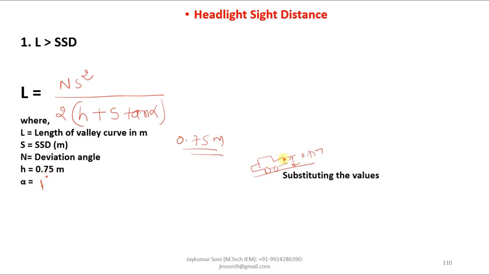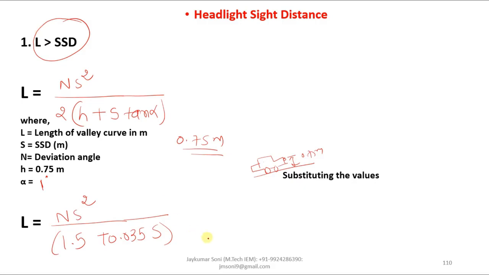If we substitute these values, then the final equation will be L equals N S square divided by 1.5 plus 0.035 S. So this is the equation where the length of valley curve is more than SSD. This is the final equation where L is more than SSD.